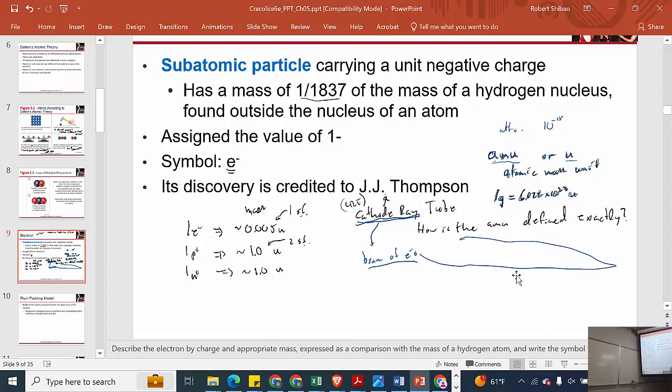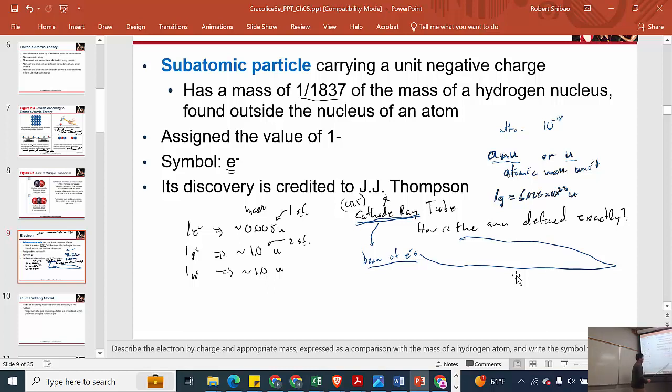We don't have a gram, but we have a kilogram. That's fine. But what weighs exactly 1 U? We know that there's 6.022 times 10 to the 23rd AMU in a gram, to 4 sig figs. That's not exact. That's approximate. And so what we need to know is, how is the AMU defined exactly? What weighs exactly 1 AMU? And that we'll save for later.